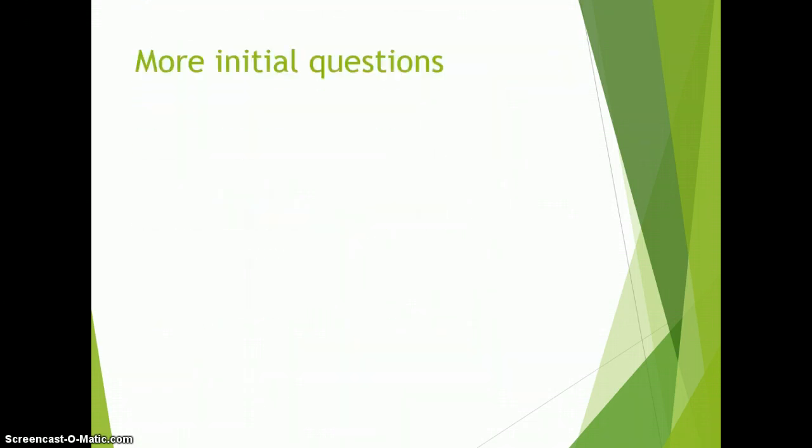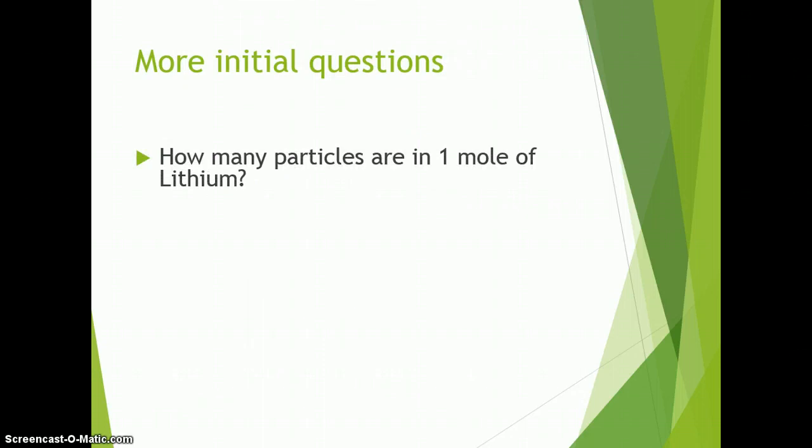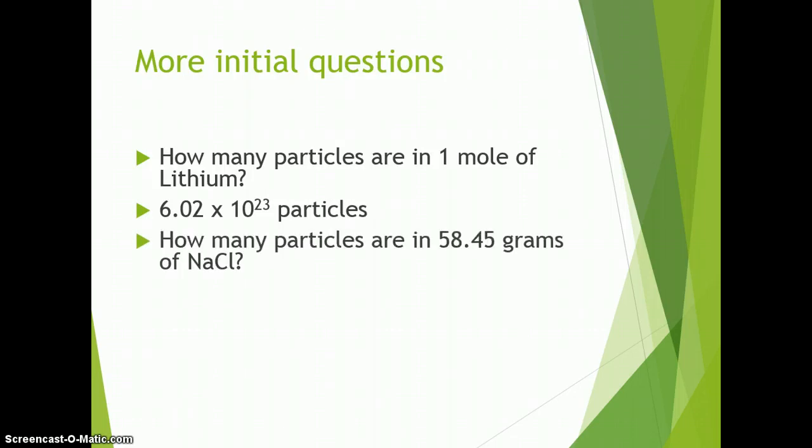And then looking at the particle questions, how many particles are in 1 mole of lithium? Well, 1 mole of anything has 6.02 times 10 to the 23rd particles. How many particles are in 58.45 grams of NaCl? Well, 58.45 grams of NaCl is 1 mole, because that's what 1 mole weighs, and 1 mole has 6.02 times 10 to the 23 particles. That means we have 6.02 times 10 to the 23rd NaCl molecules.